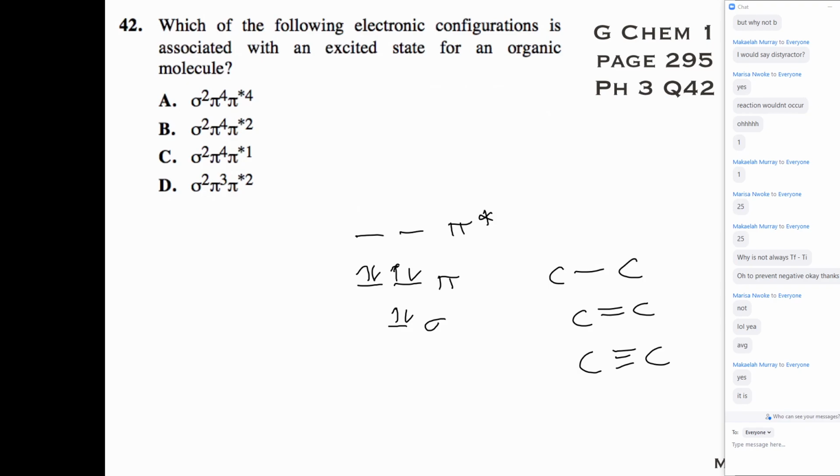Pi star, sigma star. So if I want to write this electron configuration, sigma 2, check, check, check, check. They all have it. Pi 4, check, check, check. Oops. Then pi star, whatever number it is. That's okay, that's okay, that's okay. But this is the one. Is that an excited state where it skipped the middle level?